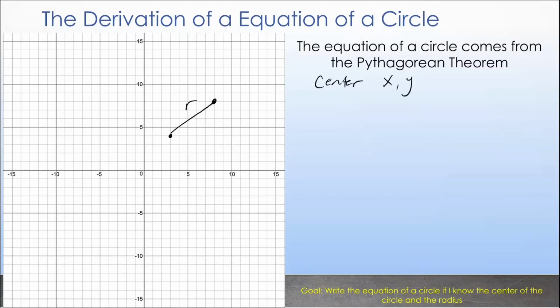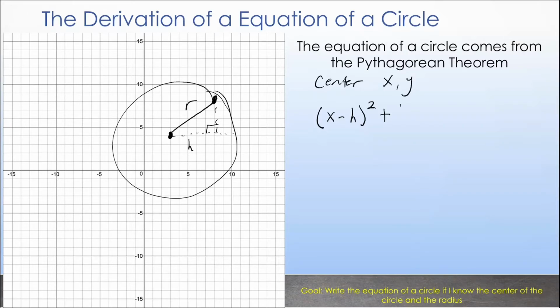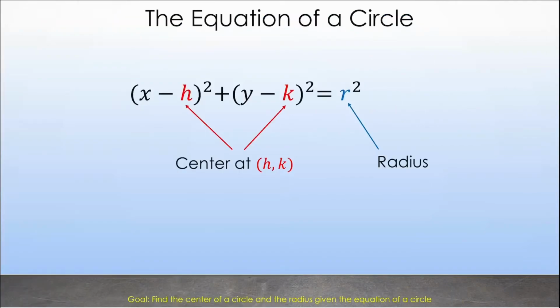So what we're going to do is, if I have that circle, I take this distance right here and we make a little right triangle. I could say x minus h, squared, plus, to get this distance right here, y minus k, squared. That equals the radius squared. And that's how we get the circle equation.